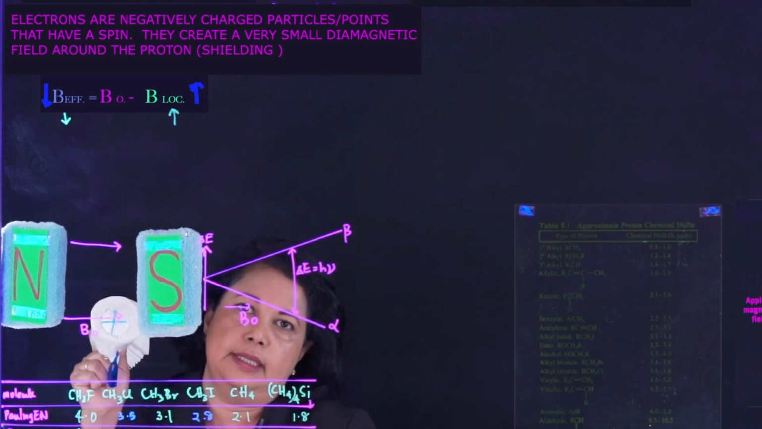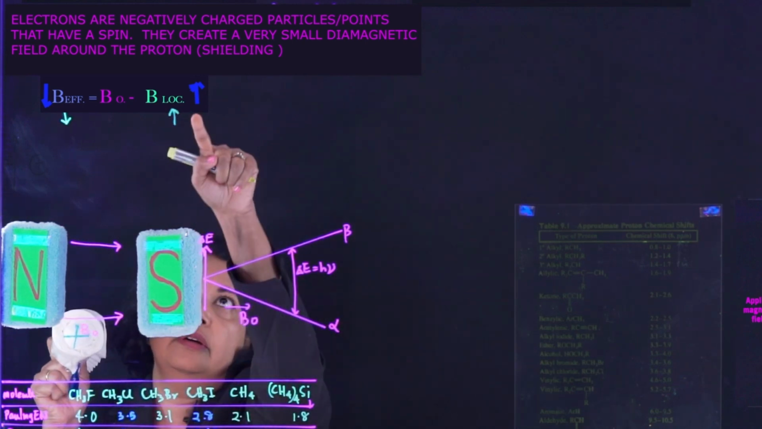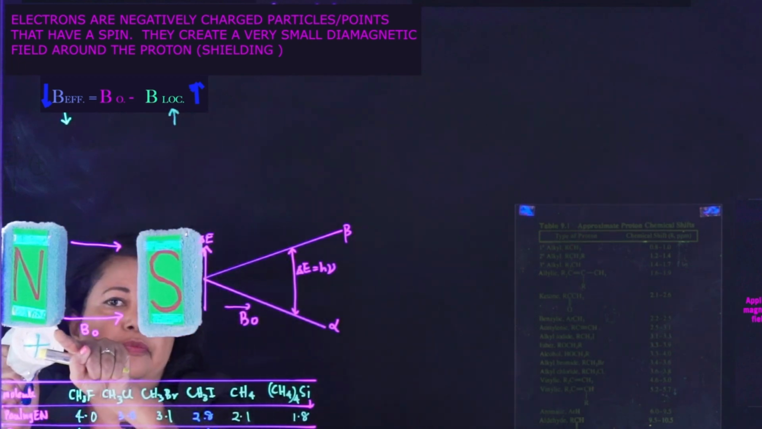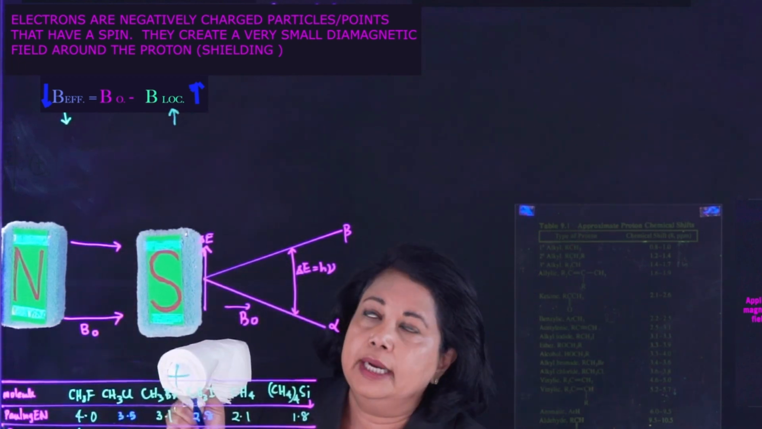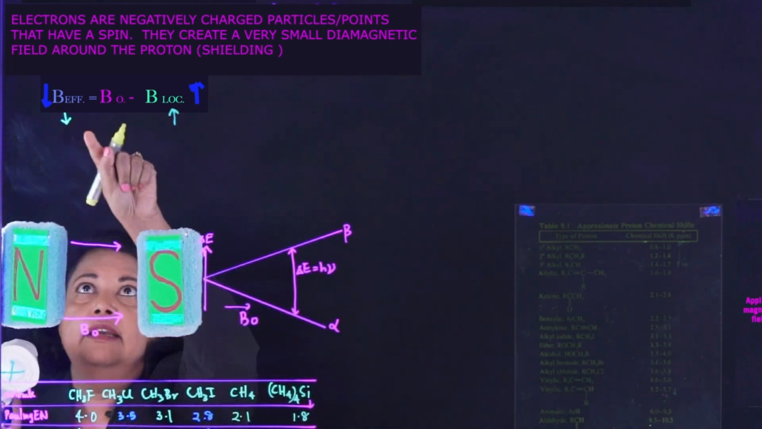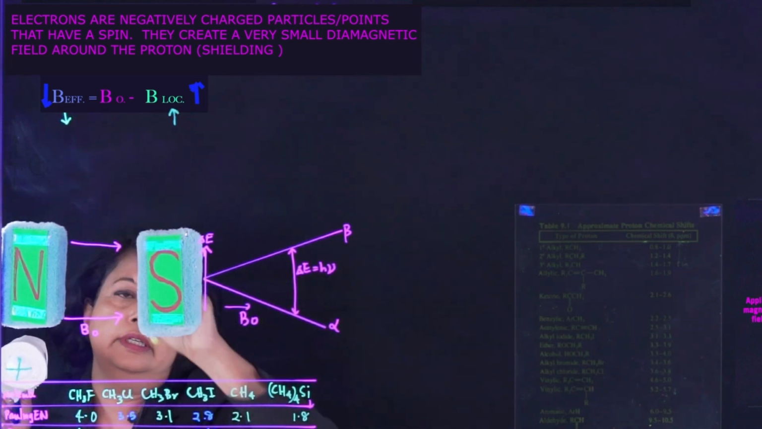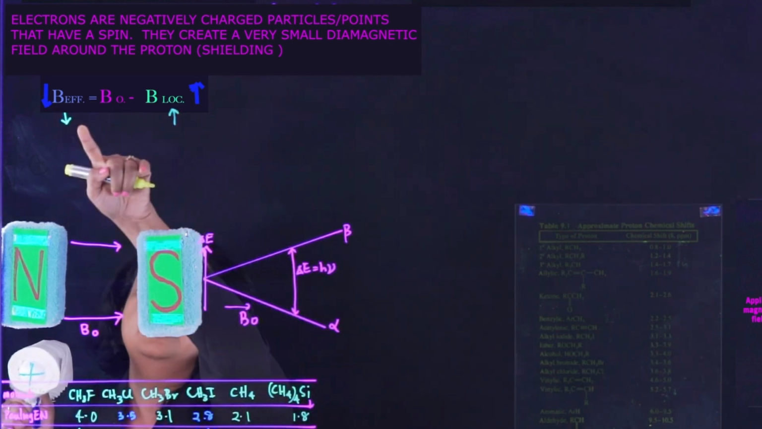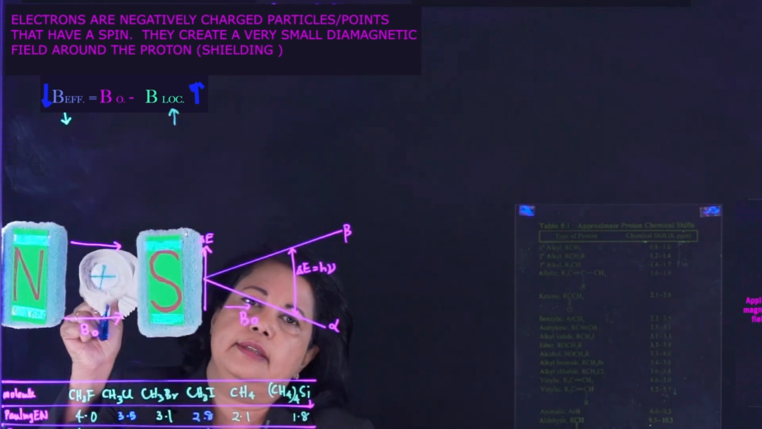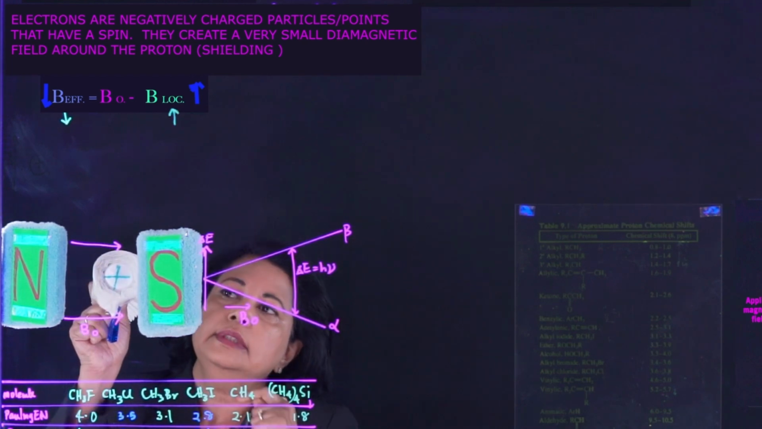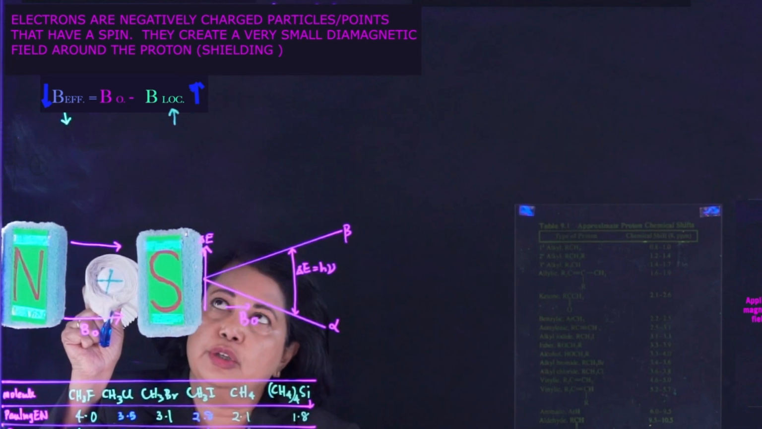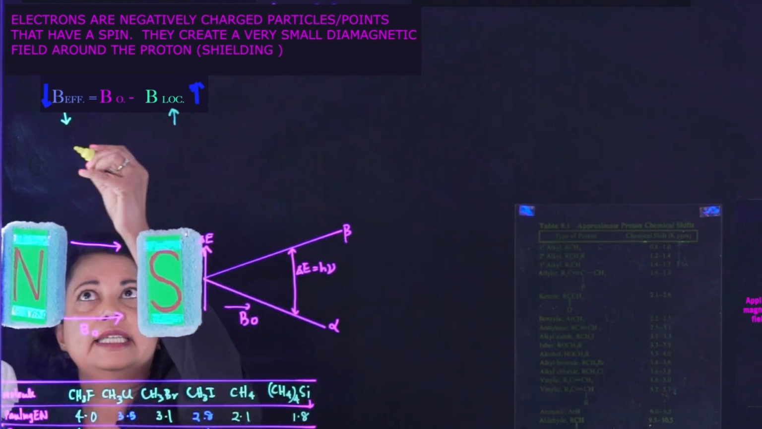Which means your diamagnetic field is going to be a little higher. Therefore, it's going to take away from the field that's exerted by the magnets. Therefore, the B effective is going to get lowered. The higher the B local, the lower the actual field that's felt by the proton. In other words, these protons are being shielded by these electrons. All right, let's write that down.